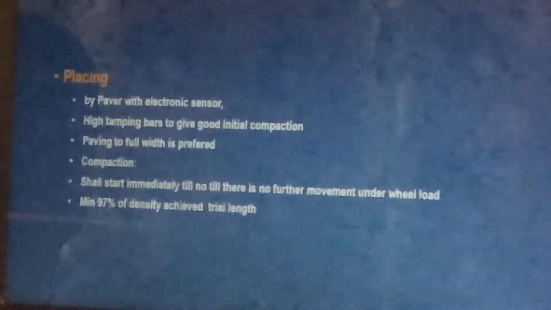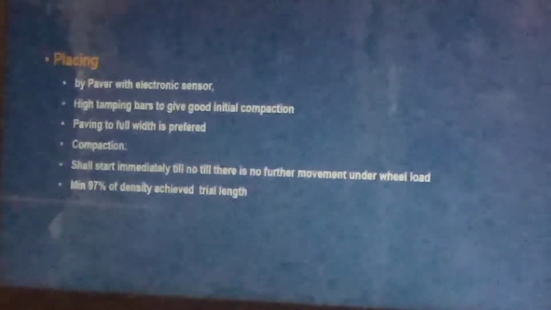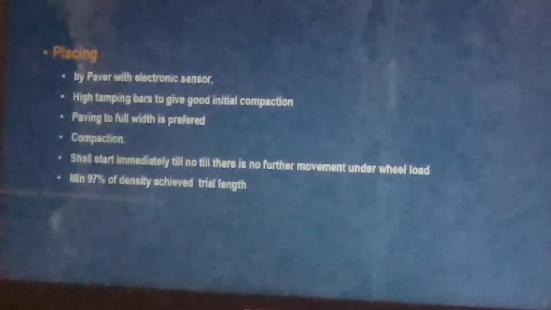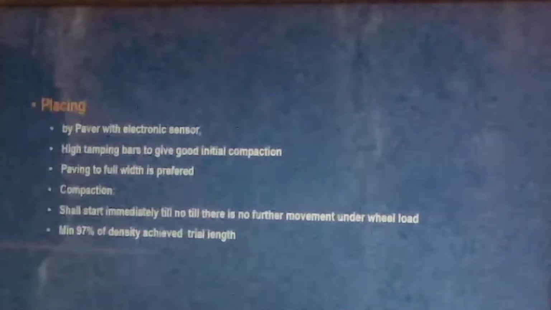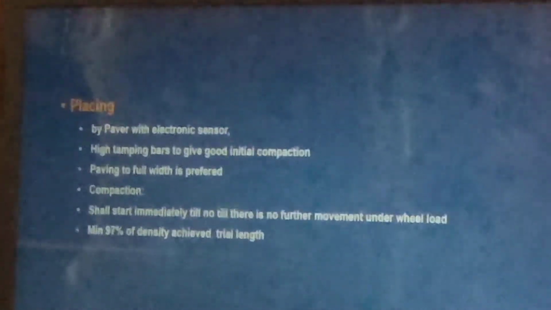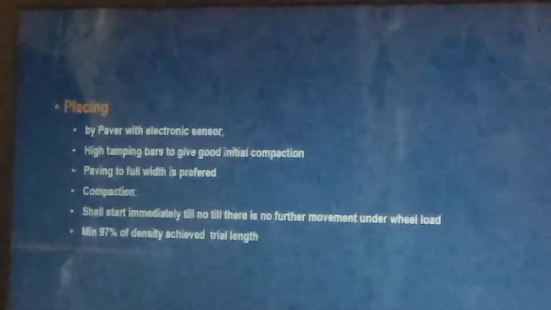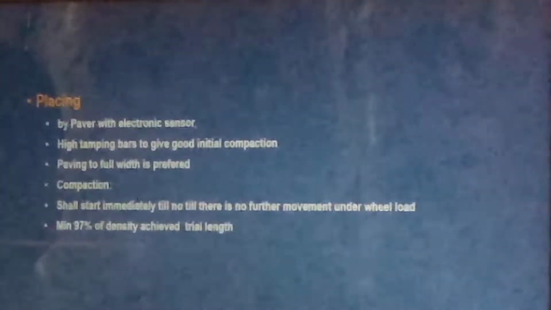High tamping bars in the paver give the first initial compaction for the DLC layer. Please remember, the paver is the machine which does the first compaction. So the tamping bars in the paver give the first initial compaction for the DLC spread, and then please remember, paving is to be carried out to the full width as far as possible.